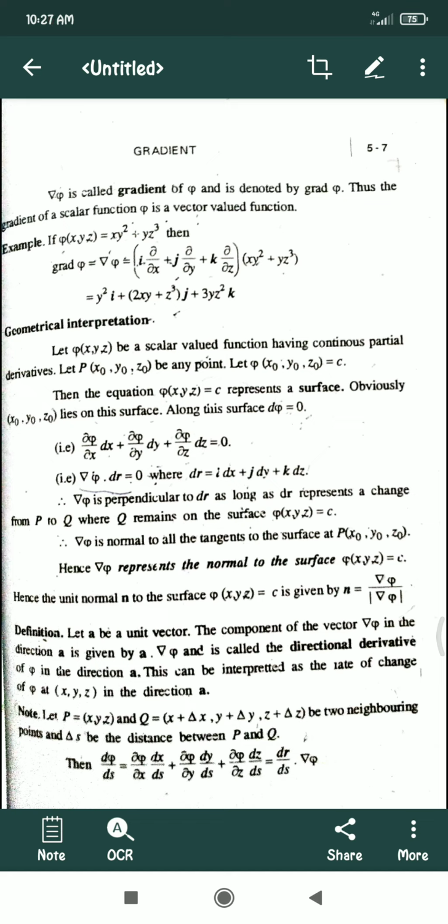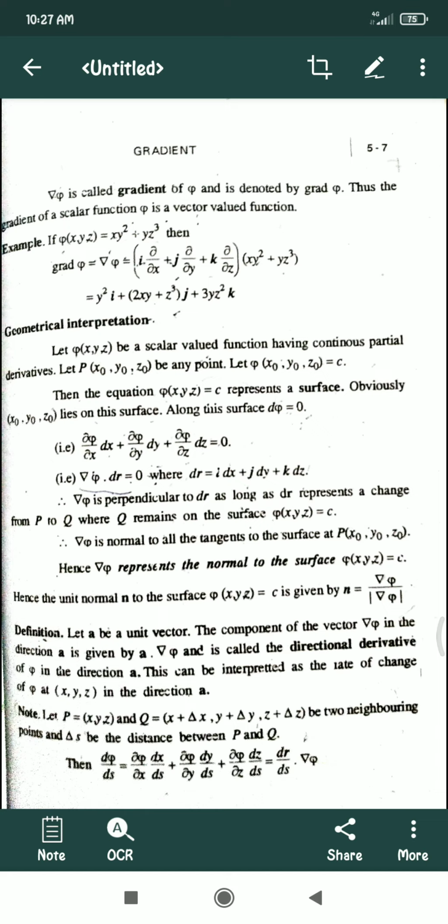That is the direction vector with respect to a unit vector. So A is a unit vector here. So here we have a note: we have chosen a point P(x, y, z) and Q(x plus del x, y plus del y, z plus del z) as the two neighboring points. We have chosen two points P and Q. With the two points we are going to find the distance.